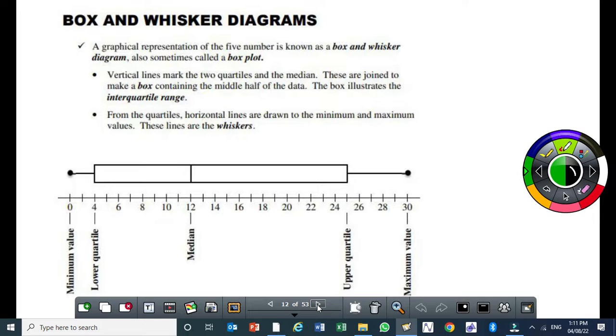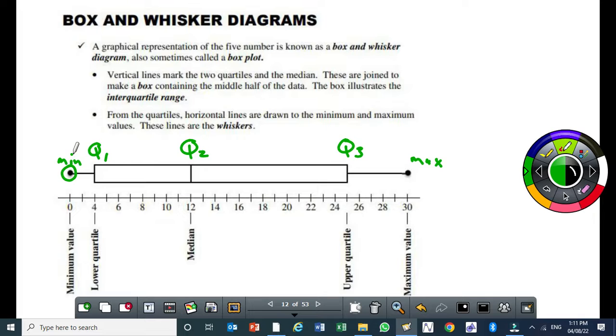Okay, so you need your minimum, then you need Q1, you need Q2, you need Q3. You also need the maximum value. So you have your minimum, and then the lower quartile, your middle quartile, which is the median, and then your upper quartile, and then your maximum value.